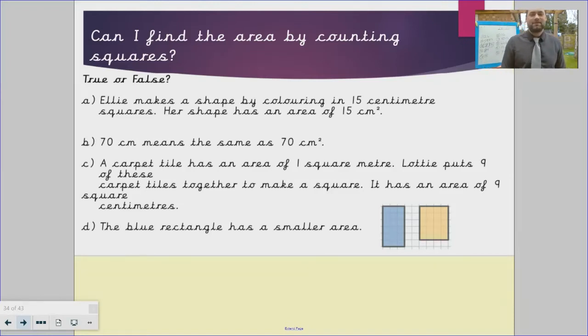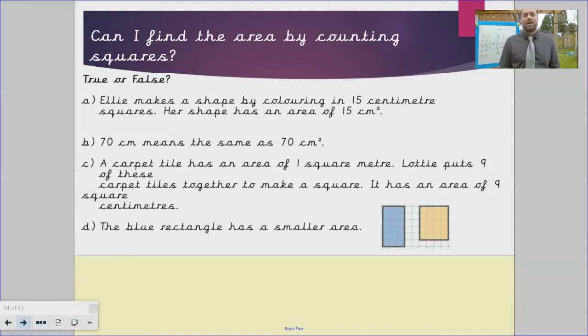70 centimetres means the same as 70 centimetres squared. If you said true, you're wrong. It's false. 70 centimetres is just a length. It just tells us from here to here. 70 centimetres squared is telling us the space inside a shape. So be careful with that one.